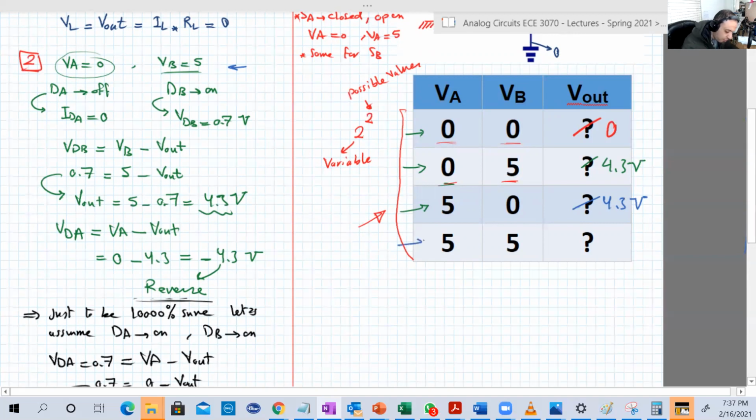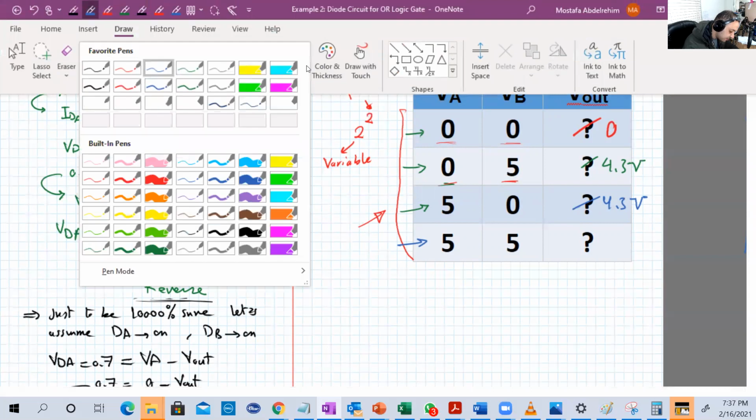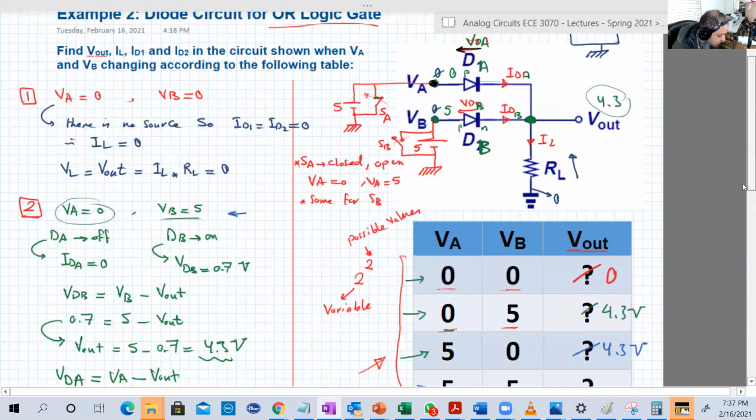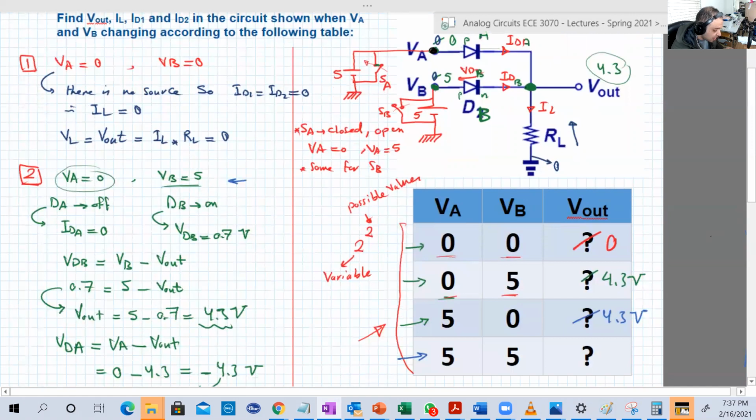Let's now do number 4 here. Let's again change the color. Let's do it with black. So number 4. VA 5, VB 5. Before we assume anything, just look at what we have.